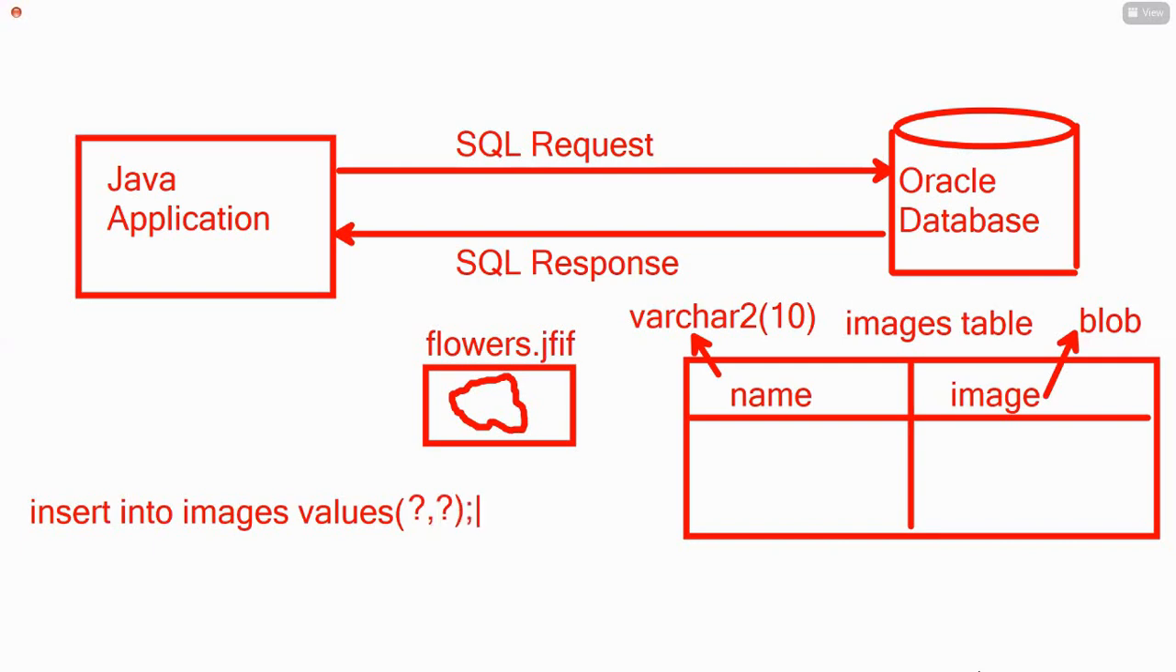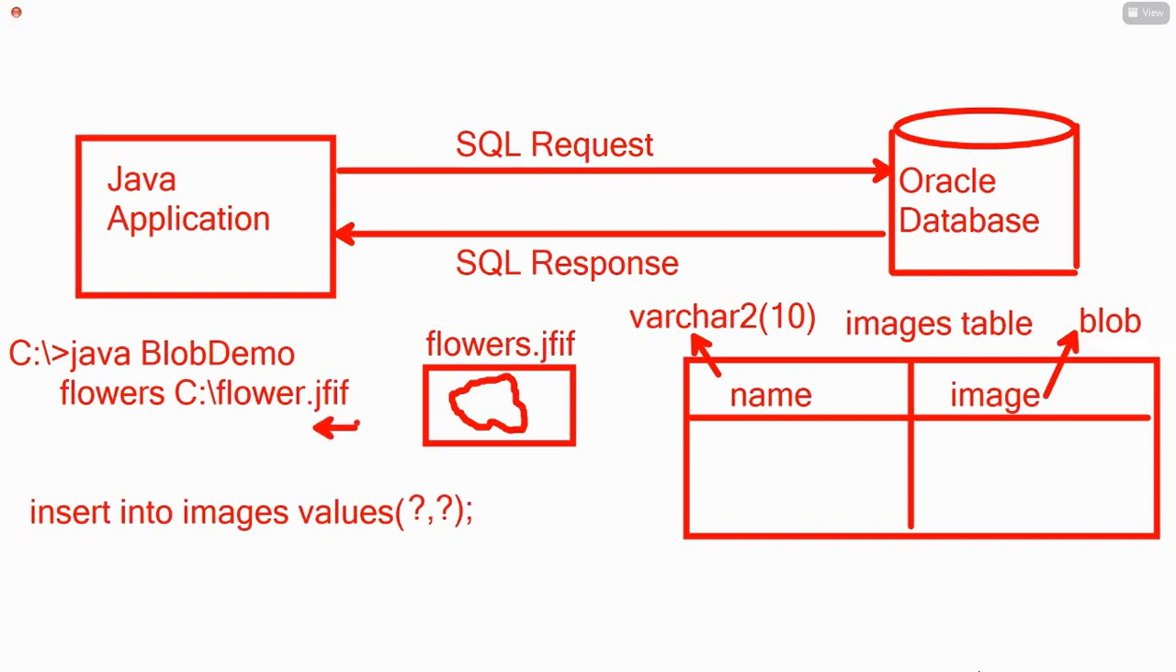At the command prompt, I'll pass the values while executing this program: java BlobDemo, and after that, two parameters. First, only flowers I'll write. Next, flowers.jpg. Suppose it is in the C drive, then the complete path, flowers.jfif. If I write this at the command prompt, two arguments I am passing. This one as it is you can insert here.